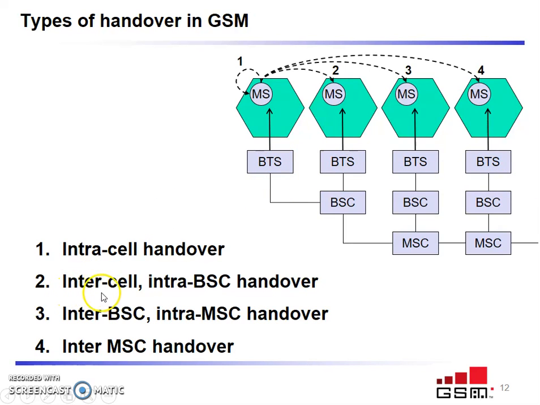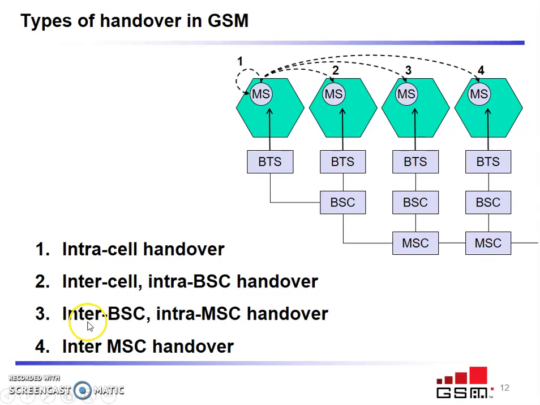Now when you go for the second category, inter-cell intra-BSC handover, a communication is done from the first cell to the second cell. So it is inter-cell communication, and the mobile station from cell 1 moves to cell 2. So the control is transferred from the BTS of the first cell to the BTS of the second cell. These two BTS are controlled by a common BSC, and so we term this type of movement inter-cell because it is between cell 1 and 2, and intra-BSC because it is within the same BSC.